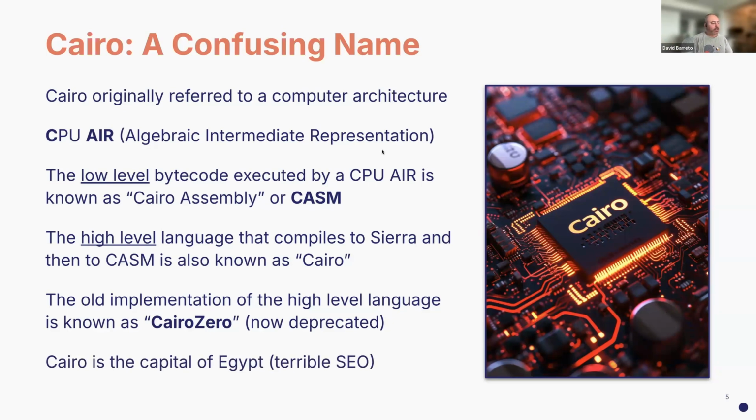And of course, as you mentioned, Cairo is the capital of Egypt, which makes trying to search for Cairo and get a match for something related to Starknet very difficult. So it's terrible for search engine optimization, something that we learned just after we named everything.